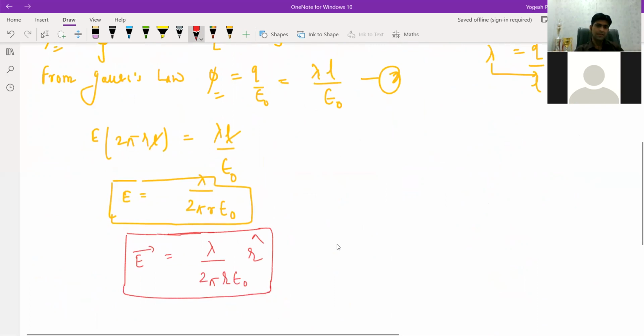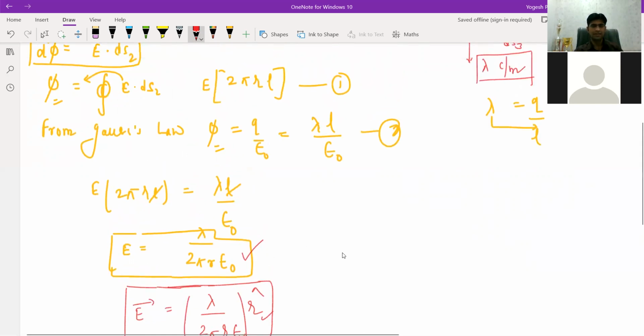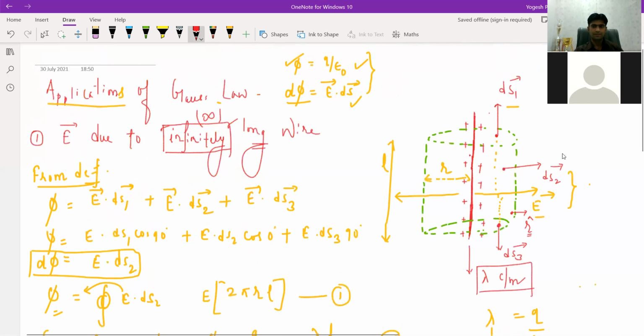So E is equal to lambda upon 2 pi r epsilon naught is the magnitude of the electric field, and this is in vector form, where we have kept the r cap. The first term indicates the magnitude, and the second term indicates the direction of the given electric field. So this is the first application of Gauss law, electric field due to an infinitely long wire.